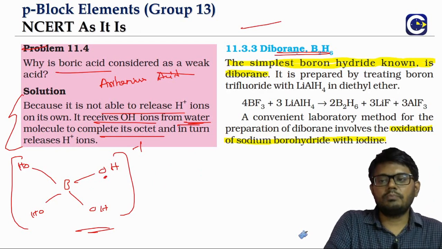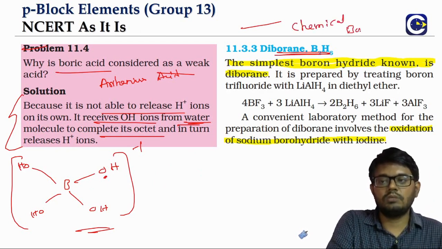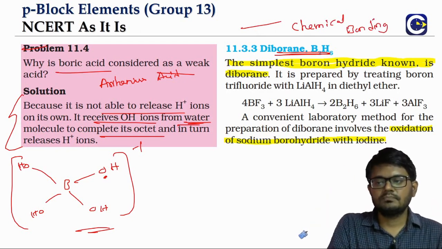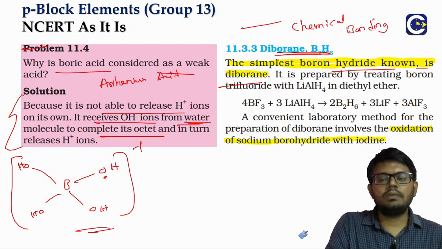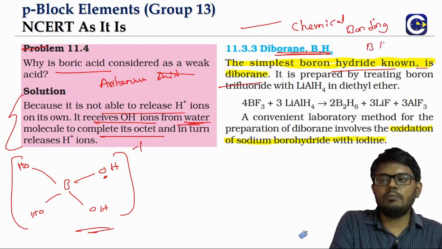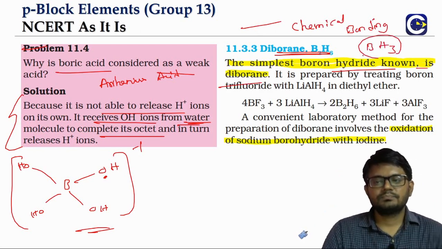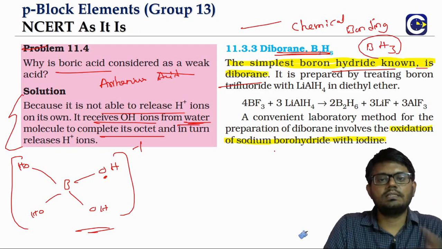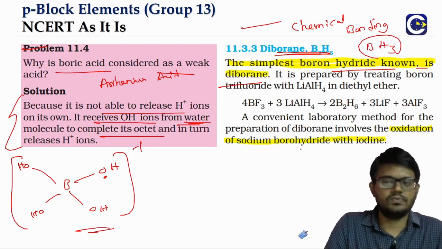The other important compound, something we have seen in the chemical bonding discussion when we talked about unconventional bonding, is diborane. Normally the hydride formula we should write as BH3, but it will exist as diborane. How it exists as diborane, and the stability reason for that, we will discuss as we go.